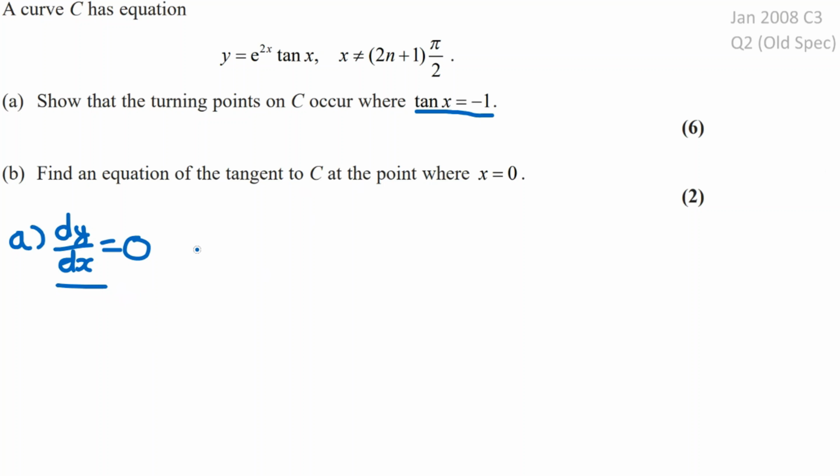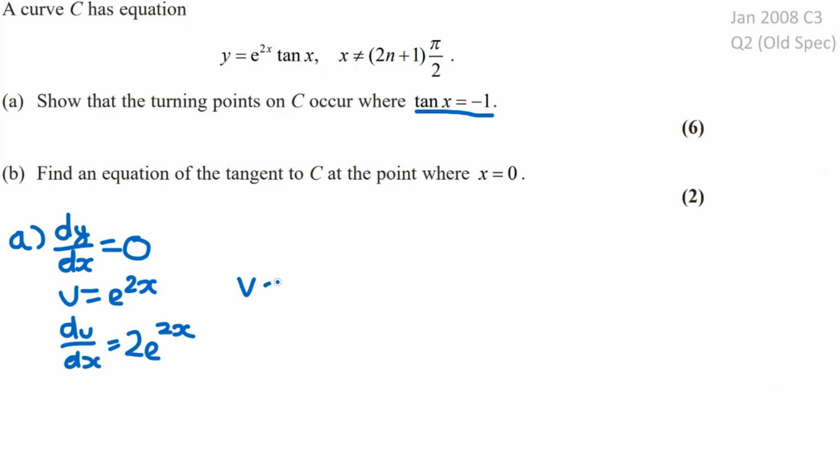So we need to find dy over dx to start off with, and we can find it using this. We're going to use the product rule because we have two functions multiplied together. So let's say that u is equal to the first function, which is e to the power of 2x. Therefore du over dx is equal to, and if you differentiate e to the power of 2x, you get 2e to the power of 2x.